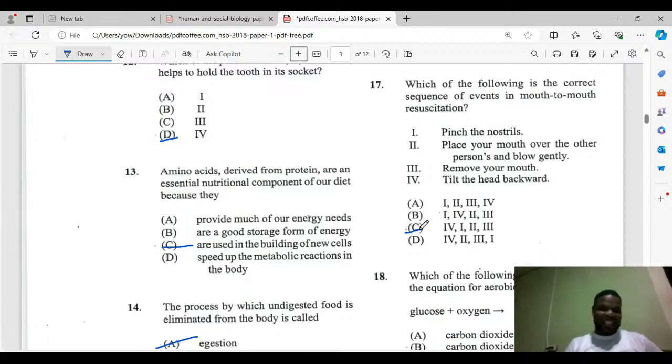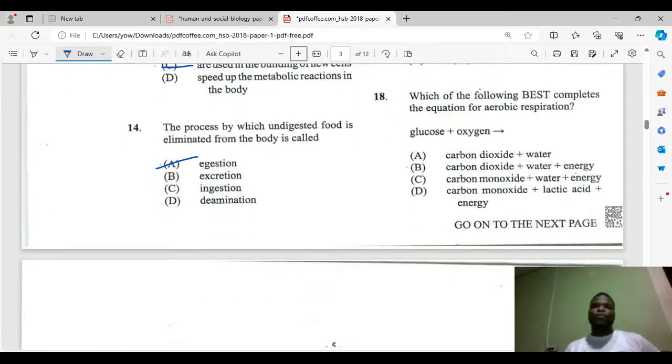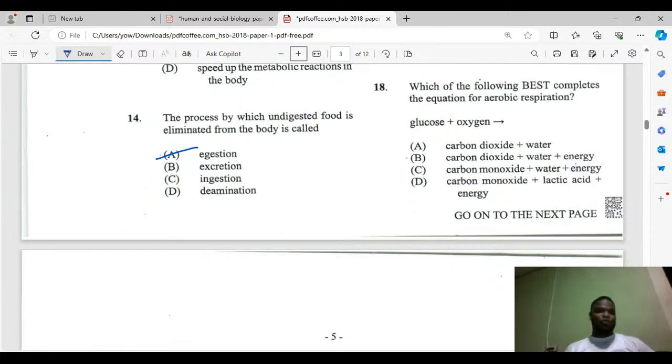All right. Moving on. Which of the following best completes the equation of aerobic respiration? Come on, paper 2. Yeah, make it chapter again, boy. So remember that aerobic respiration is the opposite of photosynthesis.